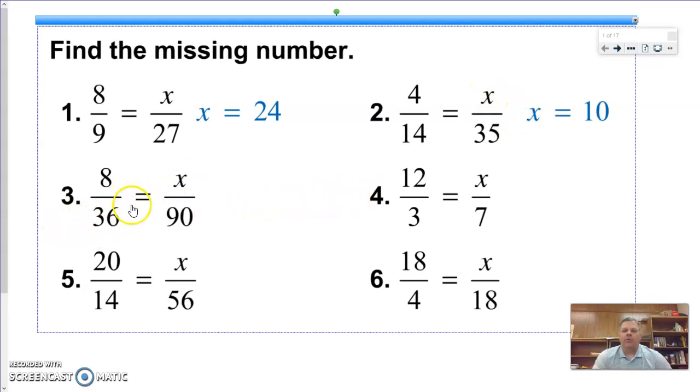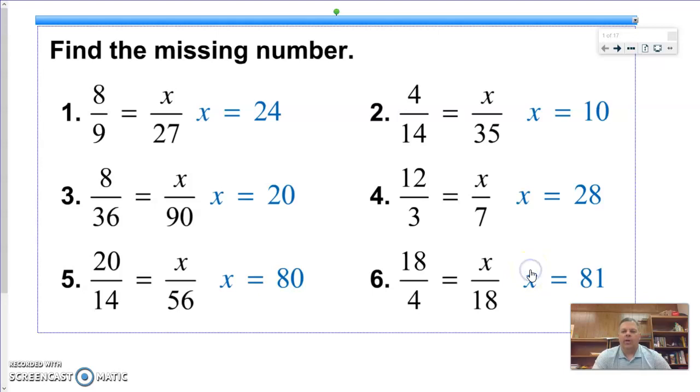Cross multiply, we get 36x equals 720. When we divide by 36, we will get 20. 3x equals 84. When I divide, I get x equals 28. 14x equals 1,120. When we divide by 14, we get x equals 80. And finally, 4x equals 324. When we divide by 4, we get our answer of 81.